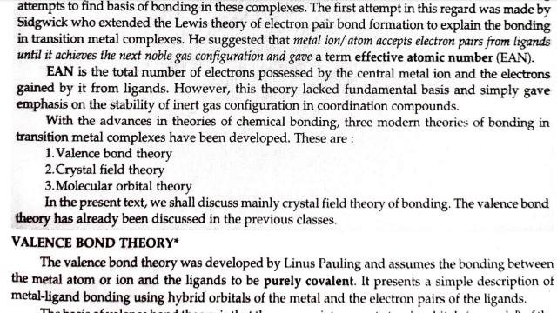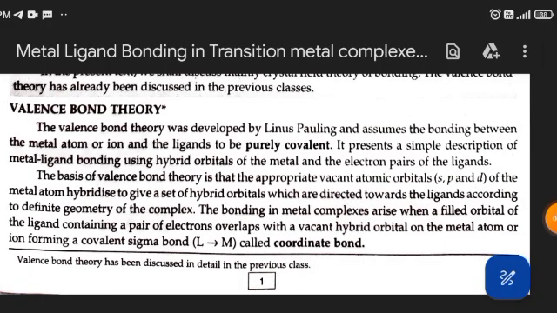The valence bond theory has already been discussed in previous classes. Valence bond theory was developed by Linus Pauling and assumes the bonding between the metal atom or ion and the ligands to be purely covalent. It presents a simple description of metal ligand bonding using hybrid orbitals of the metal and the electron pair of the ligands. The basis of VBT is that the appropriate vacant atomic orbitals s, p and d of the metal atom hybridize to give a set of hybrid orbitals which are directed towards the ligands according to the definite geometry of the complex. The bonding in metal complexes arises when a filled orbital of the ligand containing a pair of electrons overlaps with a vacant hybrid orbital on the metal atom or ion, forming a covalent sigma bond called a coordinate bond.